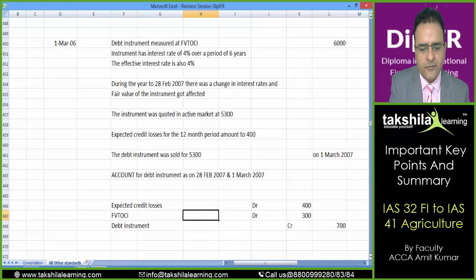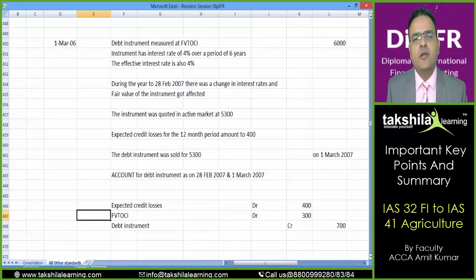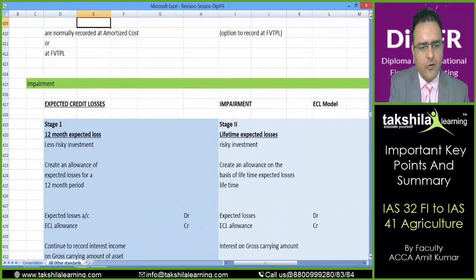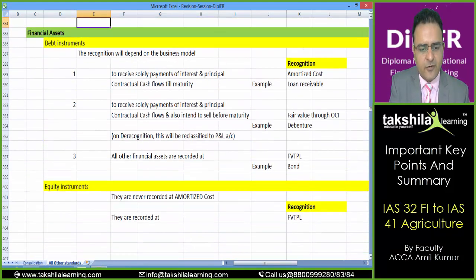This is the accounting relating to impairment of the debt instruments which are designated at fair value through OCI. They are being measured at fair value at the end of each year, but their difference is being directed to OCI. But there can be a doubt on the recoverability of that asset because they are contractually agreed cash flows and solely payments of principal interest. So be careful while dealing with it. Now impairment will be applicable only on the debt instruments which are being measured at amortized cost. Equity instruments are never measured at amortized cost.